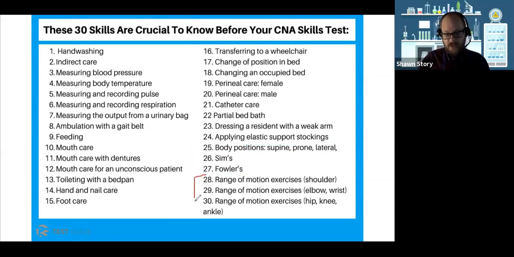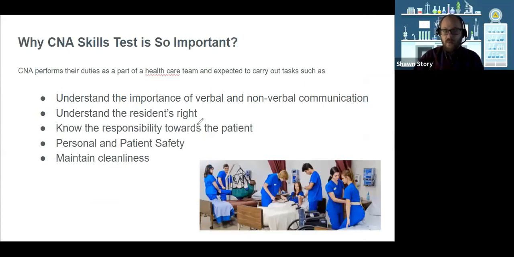And then the next 3 are about range of motion, which is helping them move their body, exercising and moving their shoulders, their elbow and wrist, their hip, knee, and ankle. All right, so like I said, this is the hardest part about the skills test. Now, why? Why do we have the skills test?